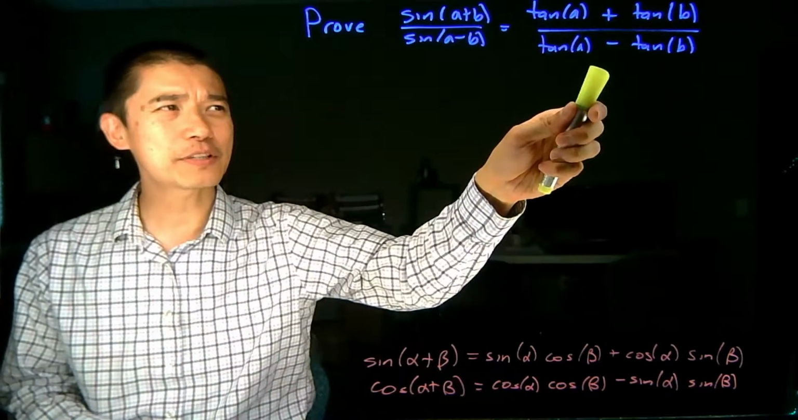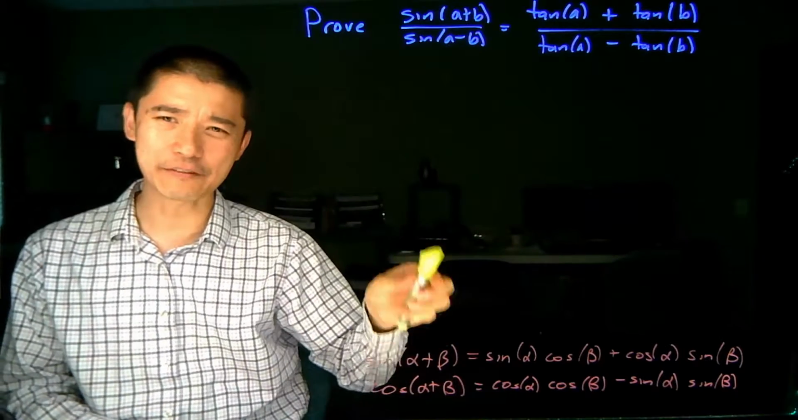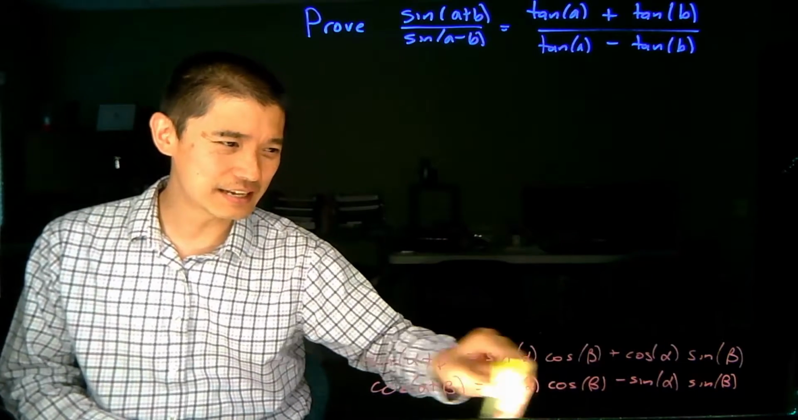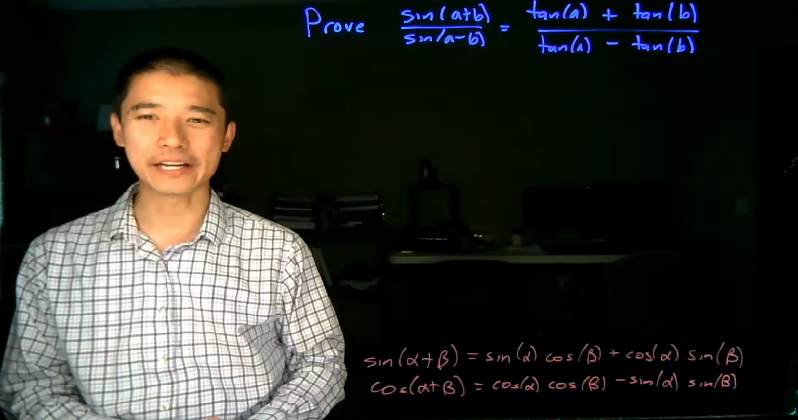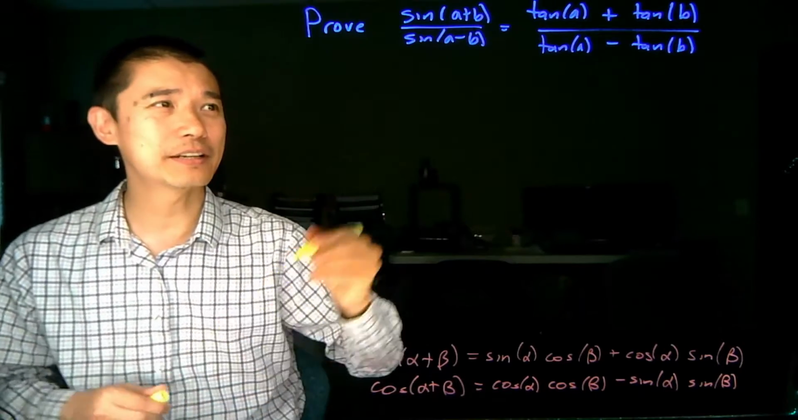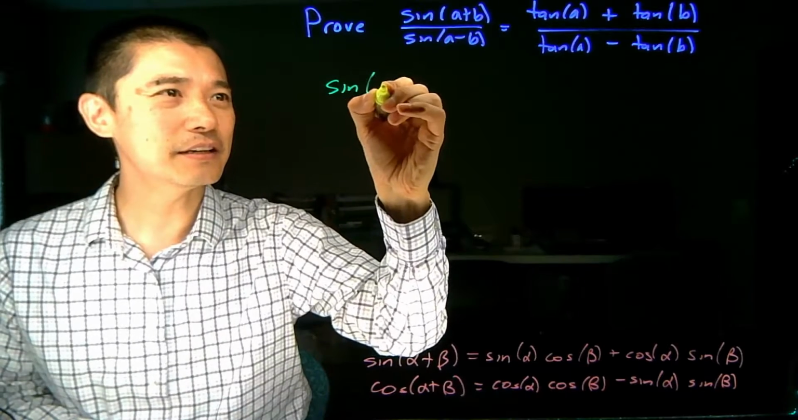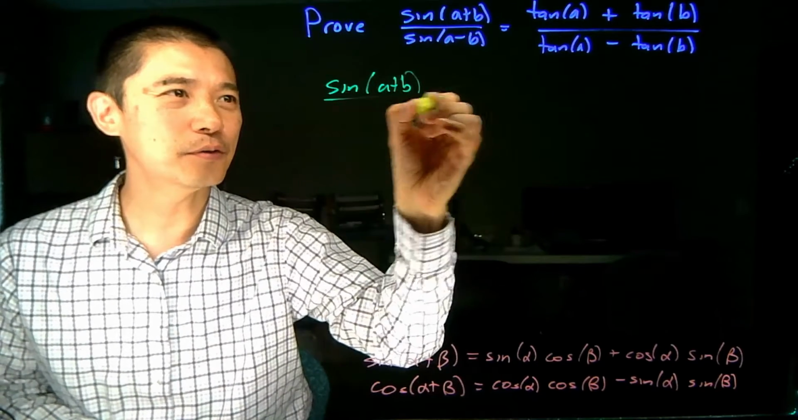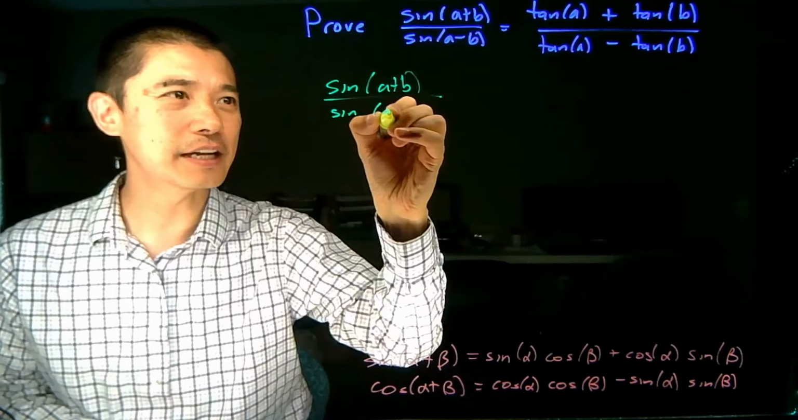If you start from this side, you're going to do some algebra first, and then you're going to have to rely on pattern recognition to see that you've actually got these formulas in play. And so, again, it's up to you. I'm going to start from the left and work my way to the right. So, sine of a plus b over sine of a minus b.